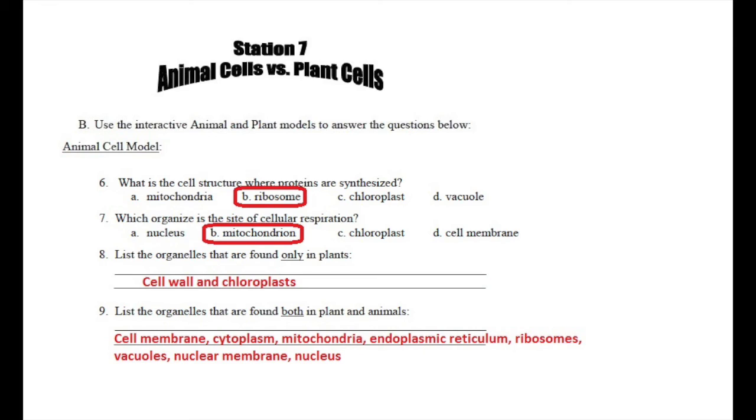The organelle that is the site of cellular respiration, again, is the mitochondria. The 2 organelles that are only found in plants are the cell wall and the chloroplast, and pretty much everything else is found in animals and plants. So you got cell membrane, cytoplasm, mitochondria, endoplasmic reticulum, ribosomes, vacuoles, nuclear membrane, and nucleus.